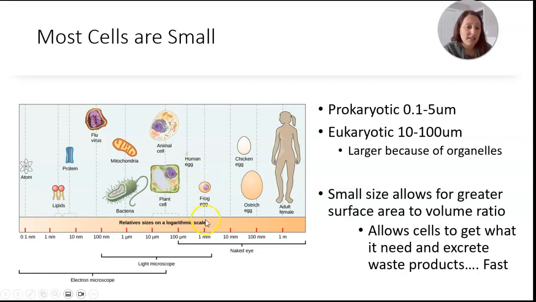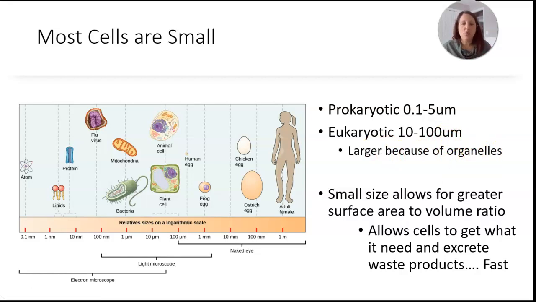Now, usually, however, the human egg is actually a little bit larger. The frog egg is a millimeter. Chicken egg you can see with your unaided eye, right? This is just one cell. Same thing with an ostrich egg. So there are some cells that fall outside of that realm, but for the most part, most eukaryotic cells are in the range of 10 to 100 micrometers. Okay, and again, eukaryotic cells are able to be larger than prokaryotes because of the organelles, because of the compartmentalization inside.